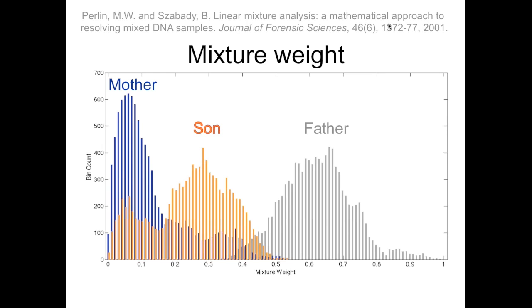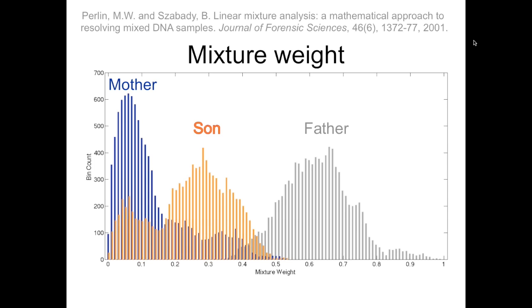Another important parameter is mixture weight. We first described this and wrote the math down in a paper in 2001 in the Journal of Forensic Sciences. And in this case, you can see what TrueAllele has done. It's separated out the mixing proportions of the three contributors: the father, shown in gray, as a major contributor, about 60% with a wide spread; the son, shown in orange, with an average of about 30%; and the mother was also a contributor, a little under 10%, shown in blue on the left.